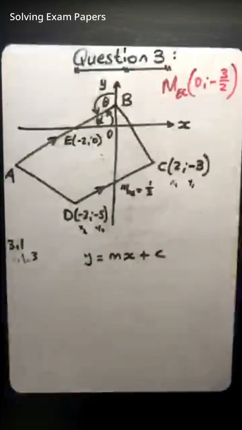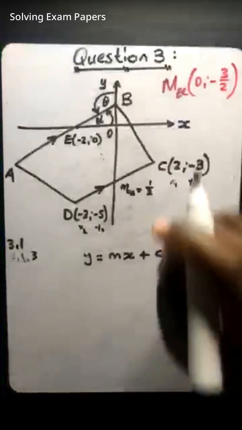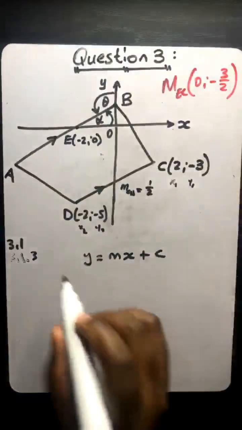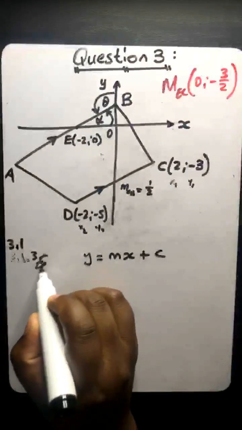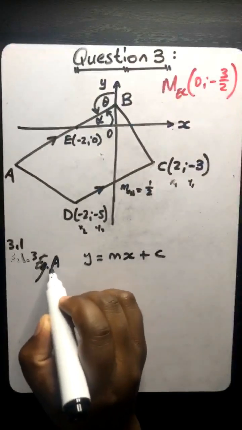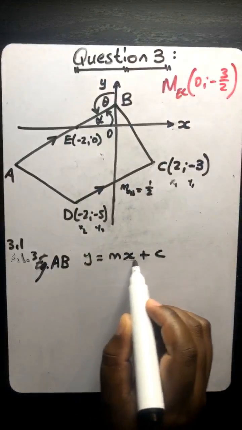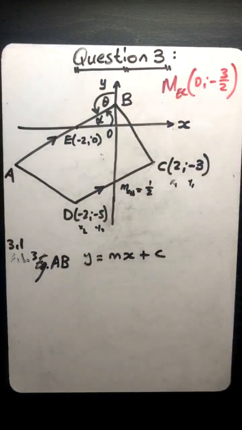So the question says, determine the equation of AB in the form of y equals mx plus c. That is the question.